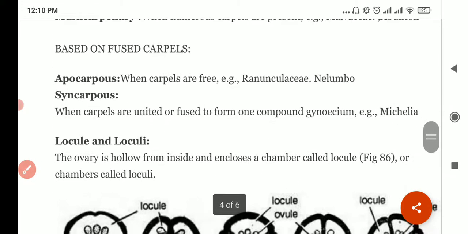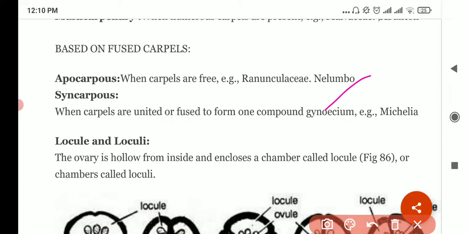So based on the fused carpels, when the carpels are free, as in the case of water lily, they are apocarpous. Remember syngenesious androecium, when the anthers were fused? So syncarpous will be when something must be fused. When the carpels are fused to form one compound gynoecium, it is syncarpous, and the opposite of syn is apocarpous, when they are free.